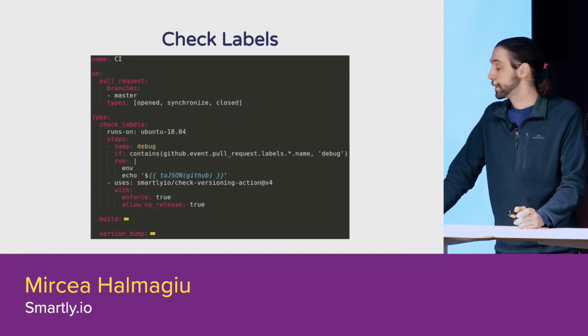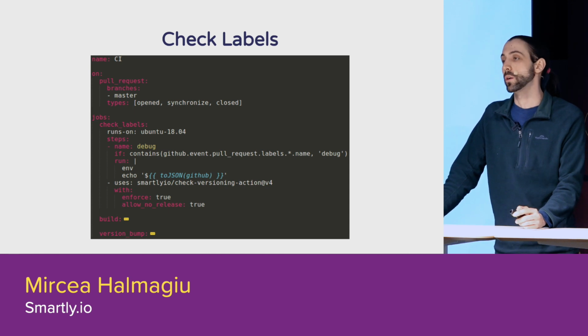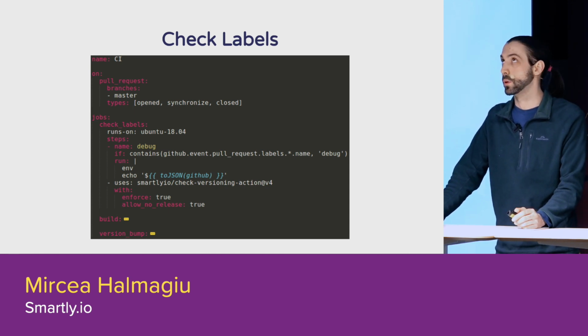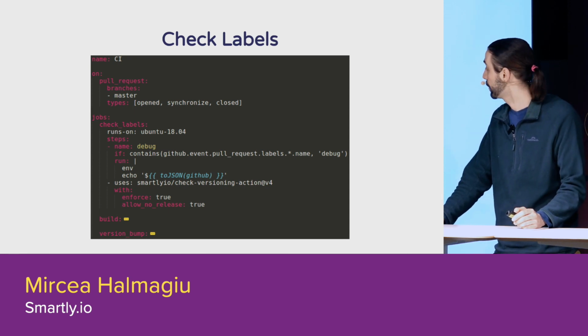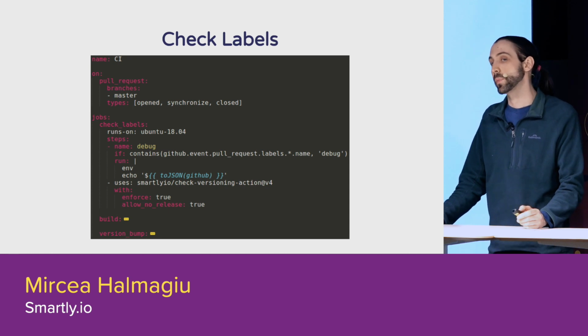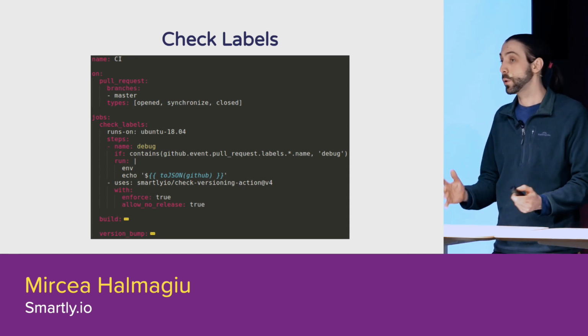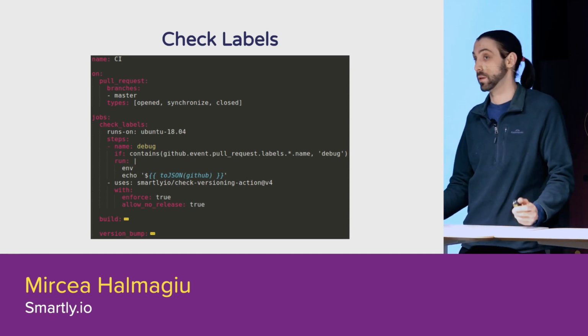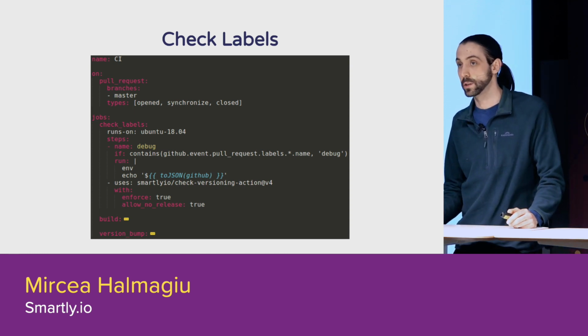The allow no release means that we actually accept the no release label as a valid label in this case. When we actually get to the version bump stage, we'll see that that's not something we want to do, because if we're going to be doing a version bump, we'd like to have an actual version to bump. No release is not valid there, but it is valid here, so we'll allow that.